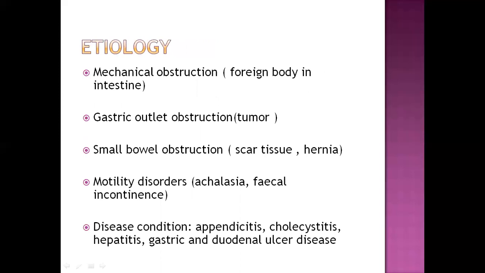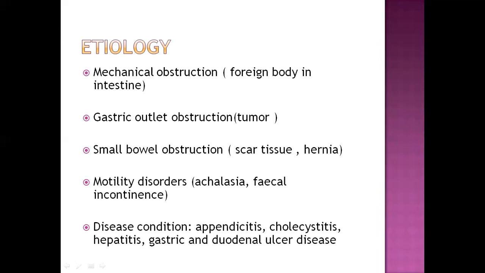Etiology for vomiting can be, first of all, mechanical obstruction in the GI tract, as vomiting is the outlet of GI tract contents. This mechanical obstruction is related to a foreign body in the intestine. Next is gastric outlet obstruction, a disease in which gastric outlet obstruction occurs is tumor. Small bowel obstruction is due to scar tissue or hernia.